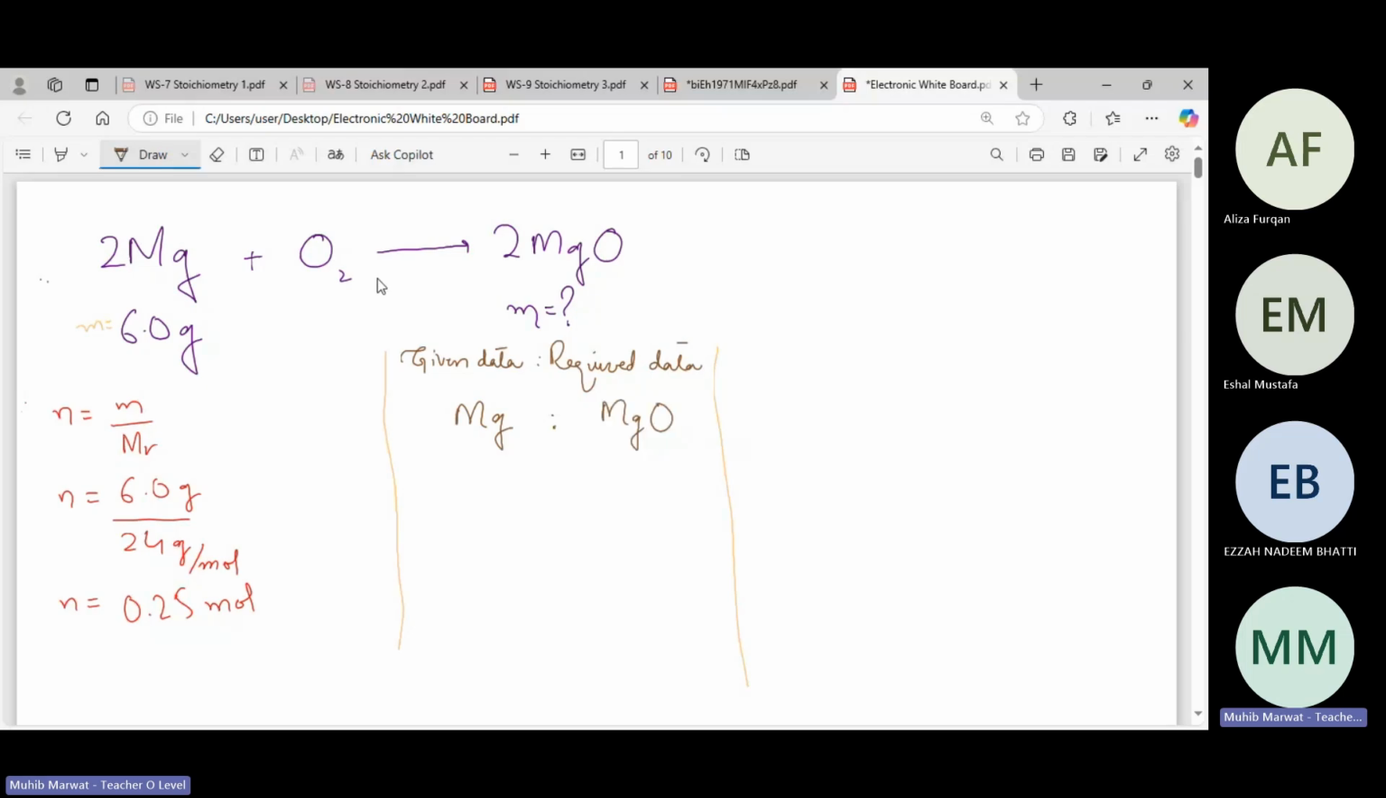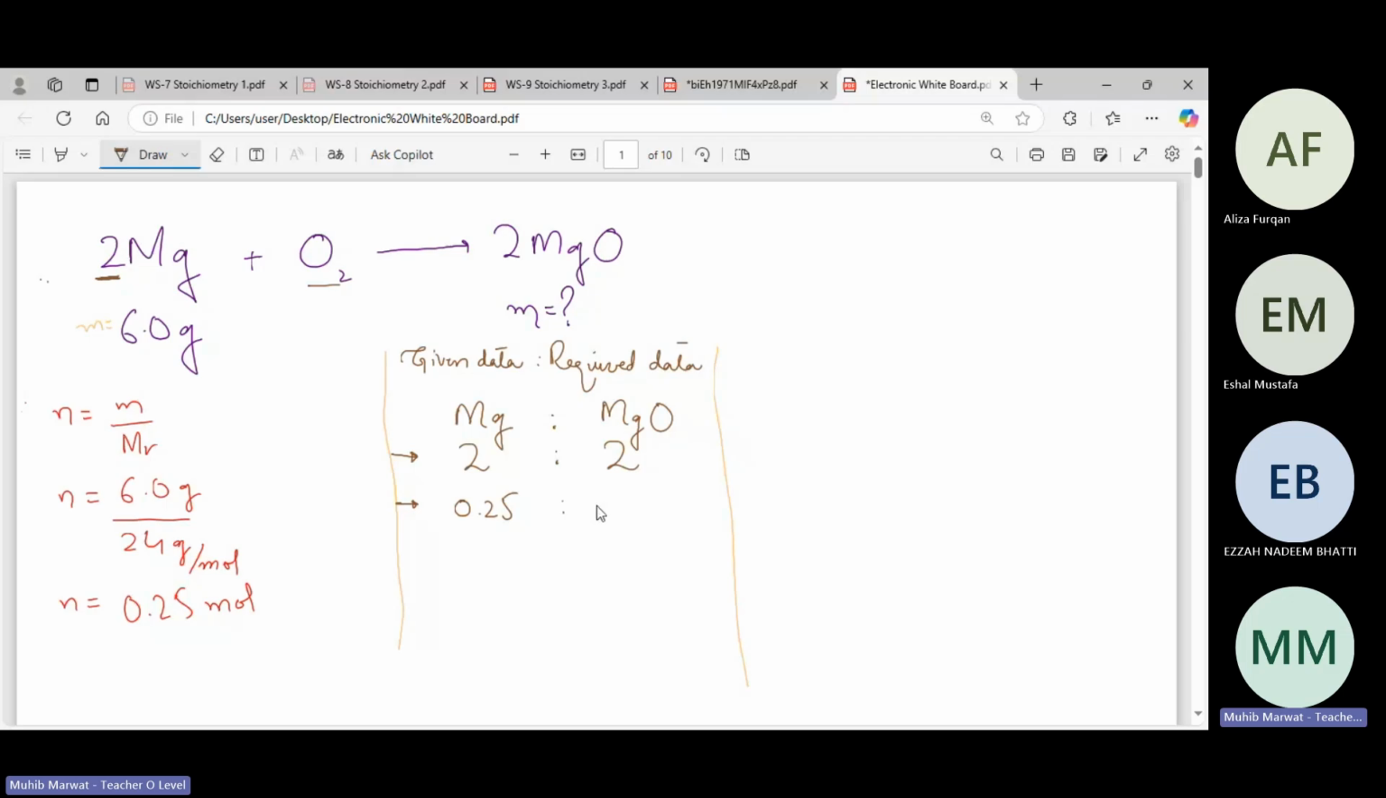We have nothing to do with oxygen; it is in excess. The very first step will be the reaction. According to the reaction, how many moles of magnesium are present? 2. And 2 moles of magnesium, according to the reaction, react with excess, or 1 mole, of oxygen to form 2 moles of magnesium oxide. 2 moles of magnesium react with 1 mole of oxygen to form 2 moles of magnesium oxide, right?